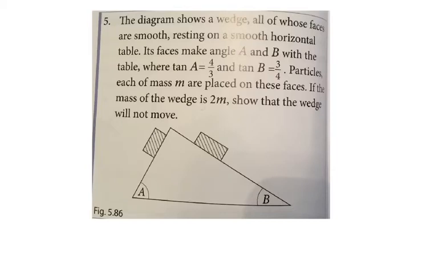The diagram shows a wedge, all of whose faces are smooth, resting on a smooth horizontal table. Its faces make angles A and B with the table, where tan A is equal to 4/3 and tan B is equal to 3/4. Particles, each of mass m, are placed on these faces. If the mass of the wedge itself is 2m, show the wedge will not move.